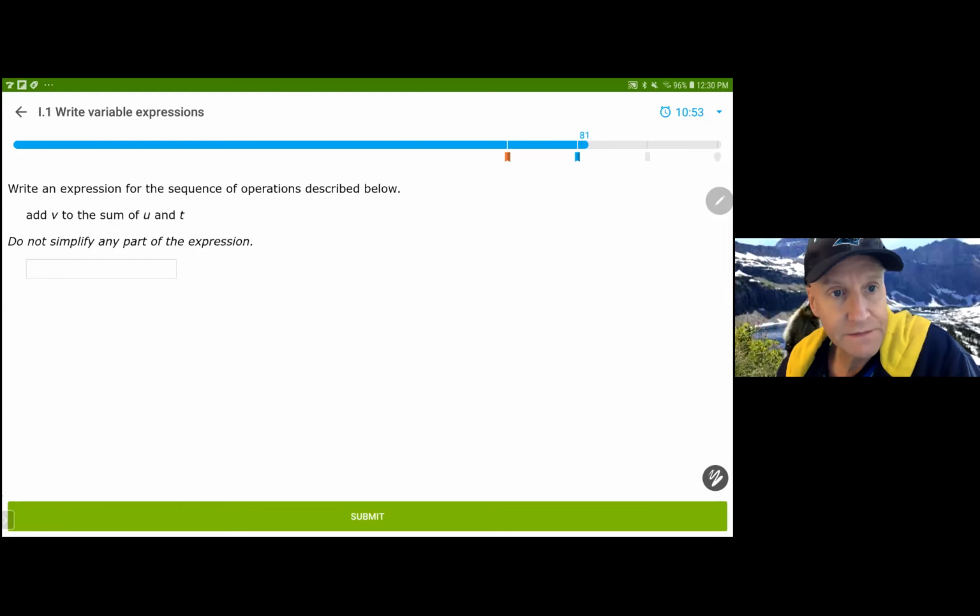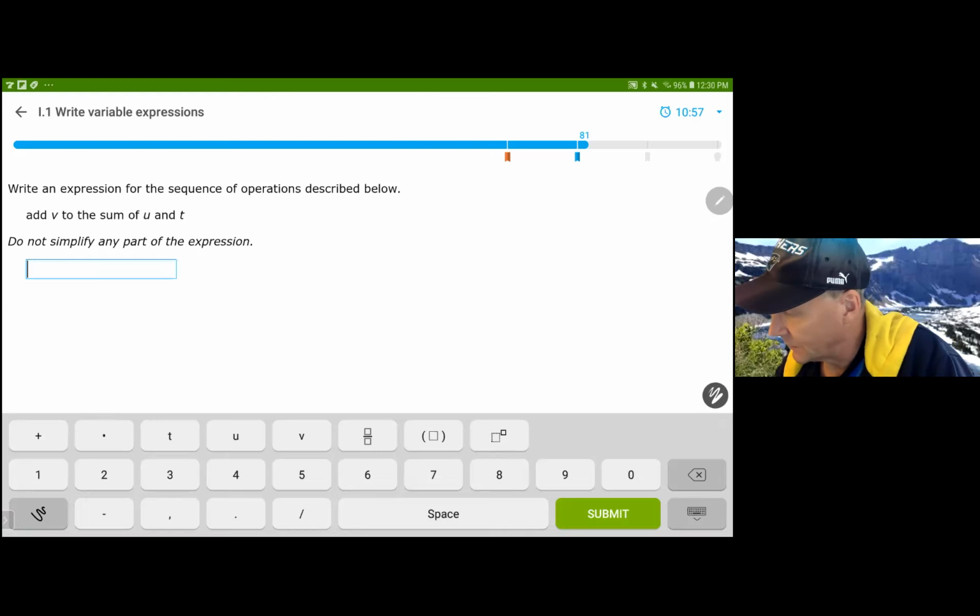Add V to the sum of U and T. So basically, you're supposed to take the sum of U and T, which it assumes parentheses there, and then we are going to add V to it. That means adding V.